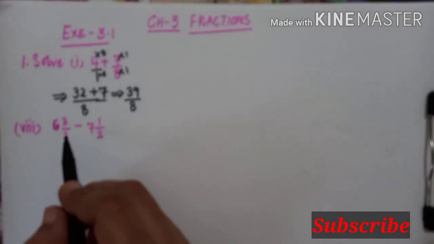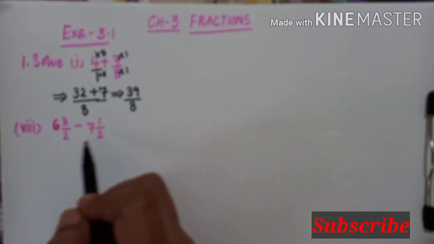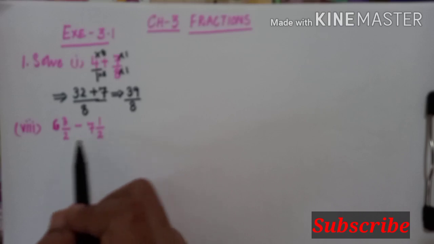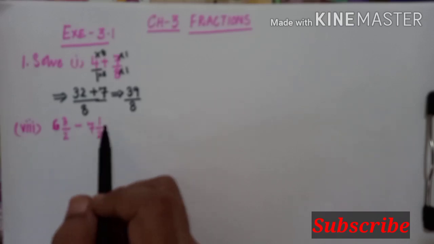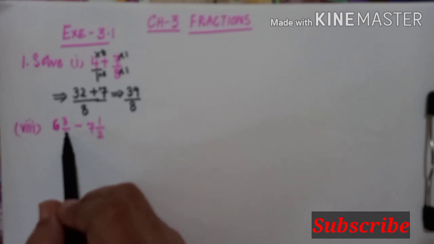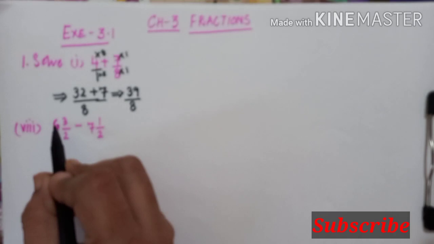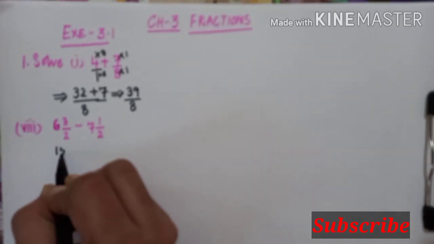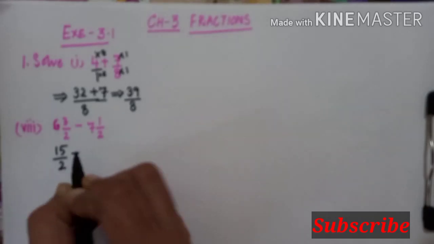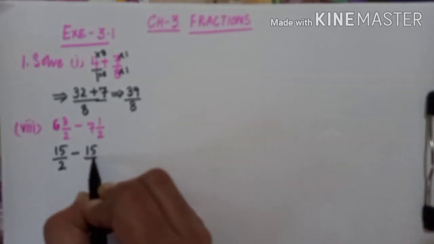The next one is 6 3 by 2 minus 7 1 by 2. These are mixed fractions, and you need to subtract them. Directly you can't do this, so first of all the mixed fraction should be converted into an improper fraction. 2 sixes are 12, 12 plus 3 is 15, so 15 divided by 2. Minus 2 sevens are 14, 14 plus 1 is 15, divided by 2.